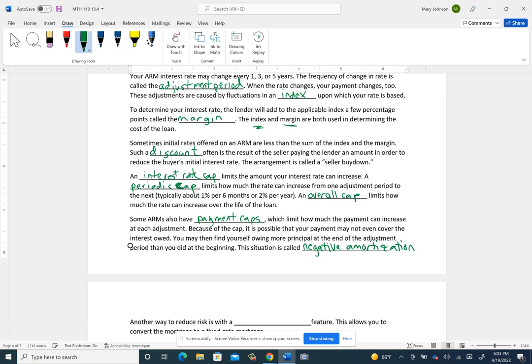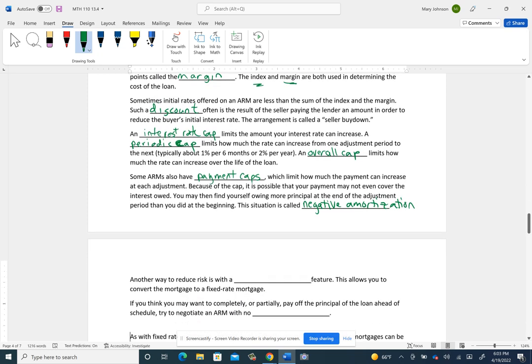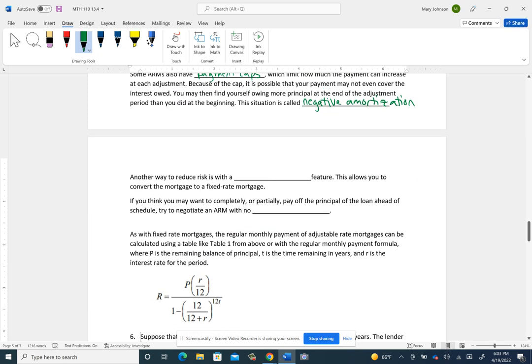So you wind up having money added to your principal because your payment was not allowed to get big enough to cover how much you owed in interest. Okay. Now, just a couple other things before we work some problems.